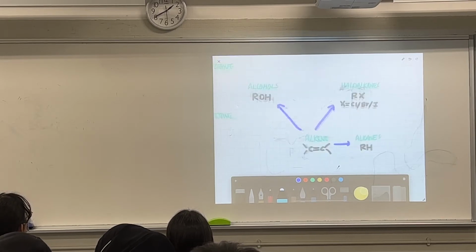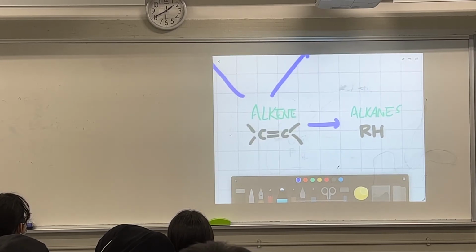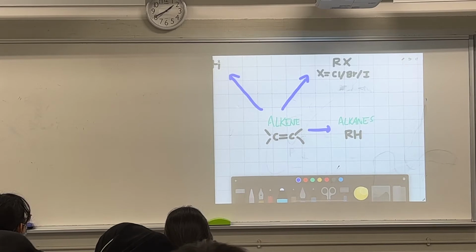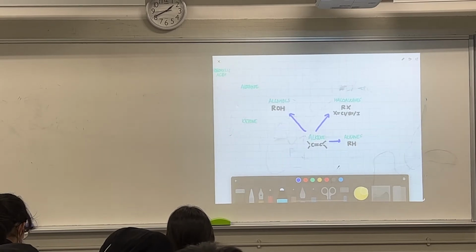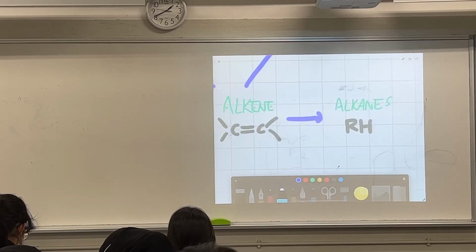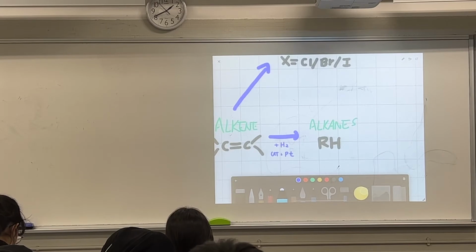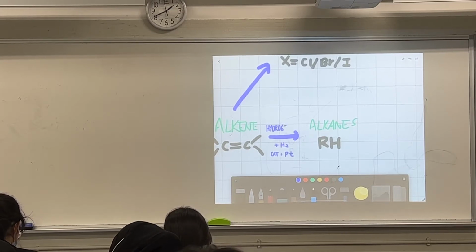Can anyone tell me what is the name of the reaction or maybe the reactants required from alkene to alkane? What do we need to convert alkenes into alkanes? We need to add hydrogen. What is the catalyst? Platinum. So put this down. You can add hydrogen, and the catalyst is platinum. This reaction, if you want to describe it with a name, you call it hydrogenation, which is a type of addition.